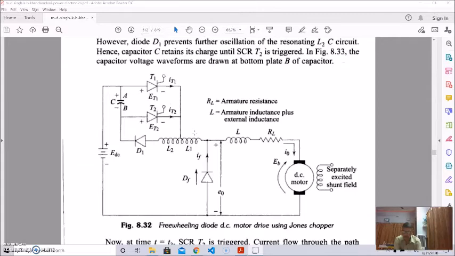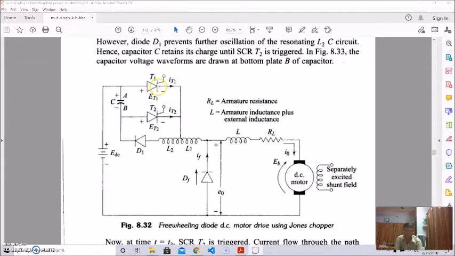Through this tapped auto transformer, a portion of it carries the load current, and L1 and L2 are closely coupled, so that the capacitor always gets sufficient energy to turn off the main thyristor T1.